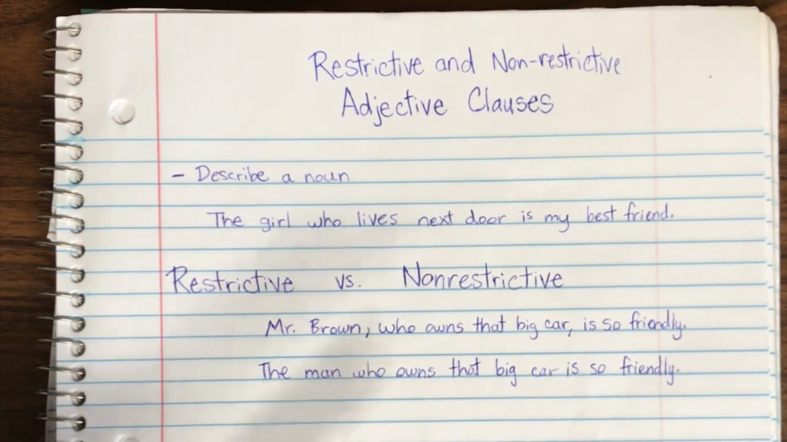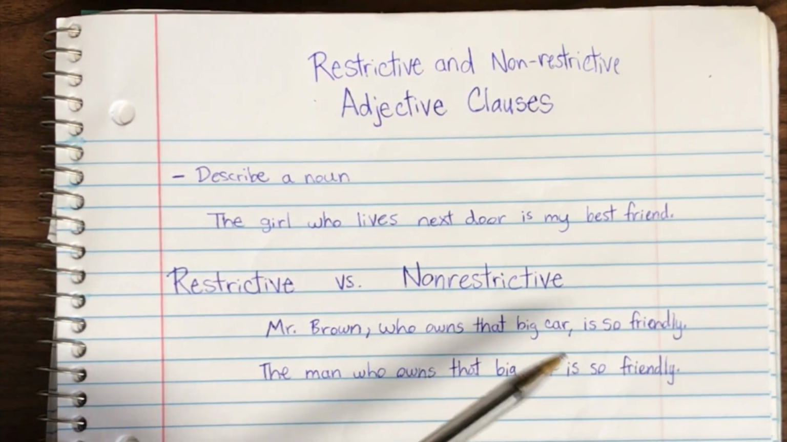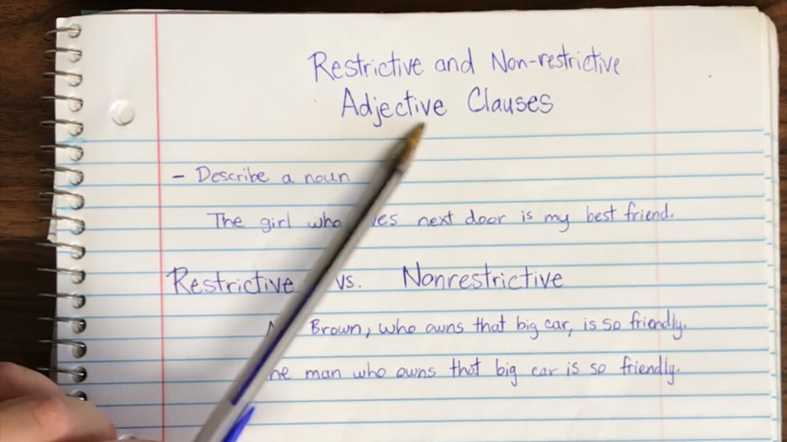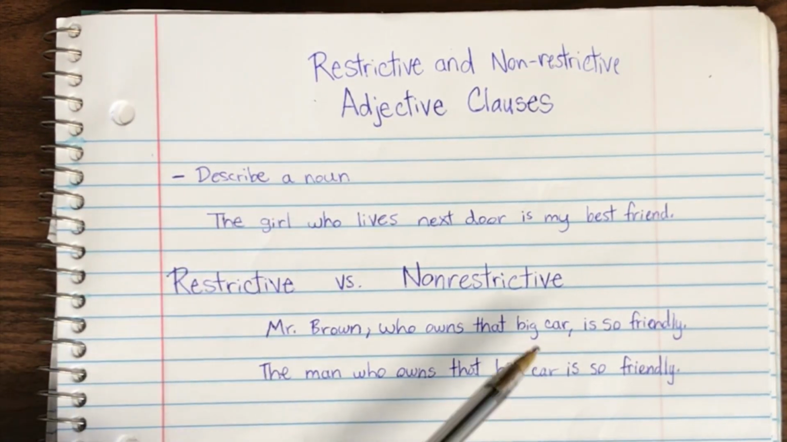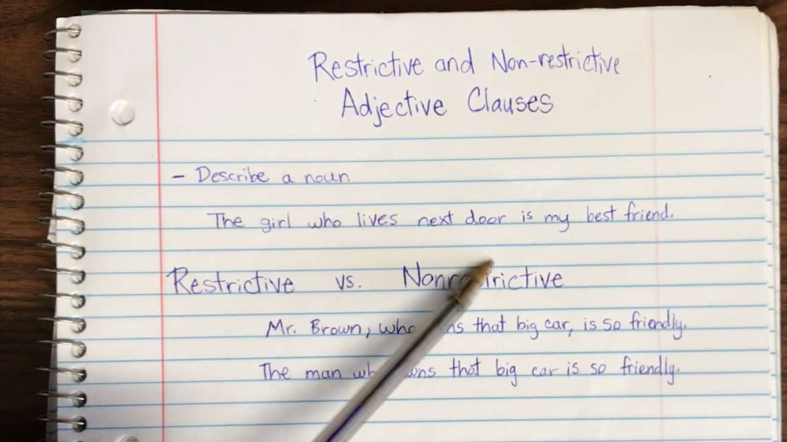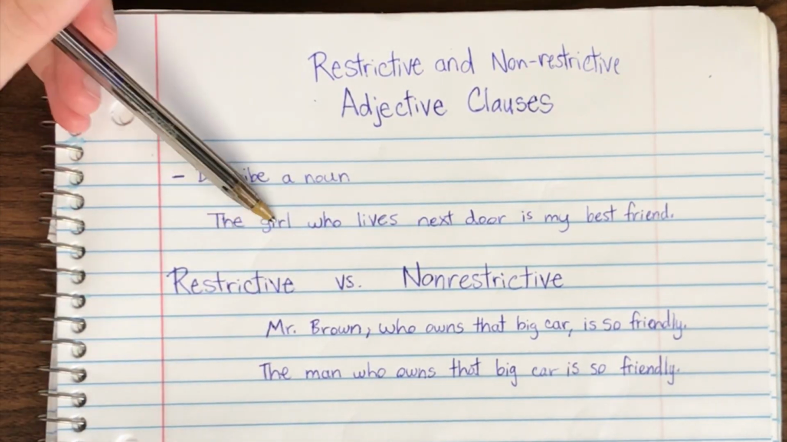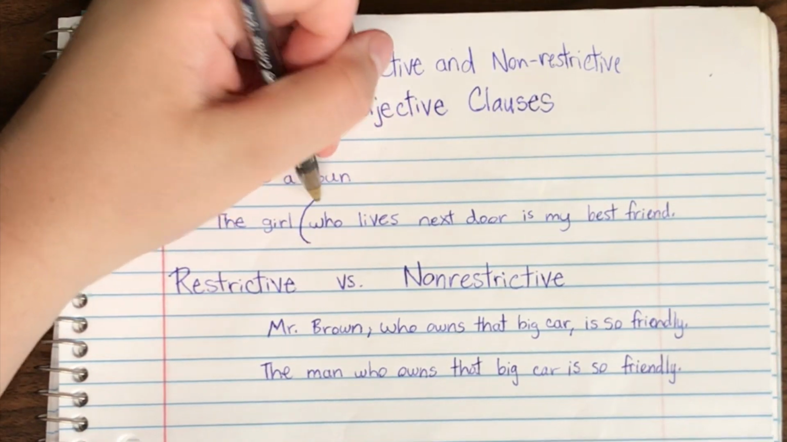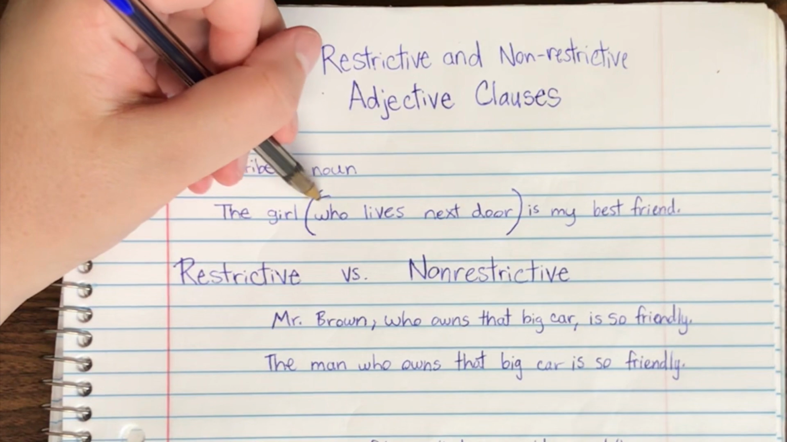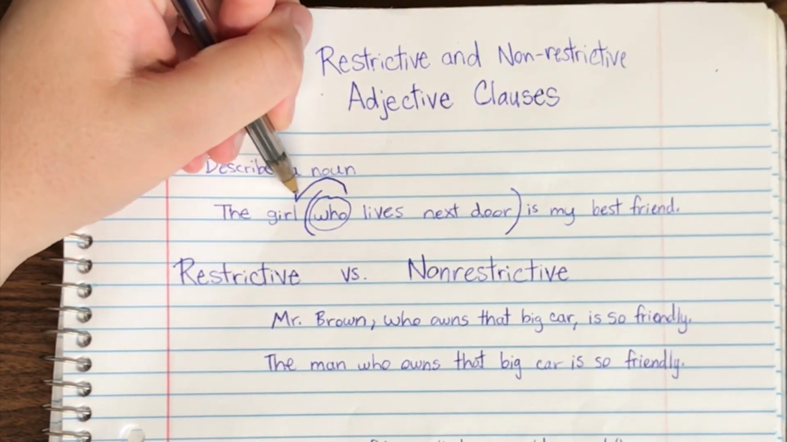Today we are talking about restrictive and non-restrictive adjective clauses. So just to remind you, an adjective clause is a clause that describes a noun. And it's pretty easy because almost always the clause comes right after the noun. So here we have, the girl who lives next door is my best friend. And our marker here is who, and then who lives next door, describing the girl.